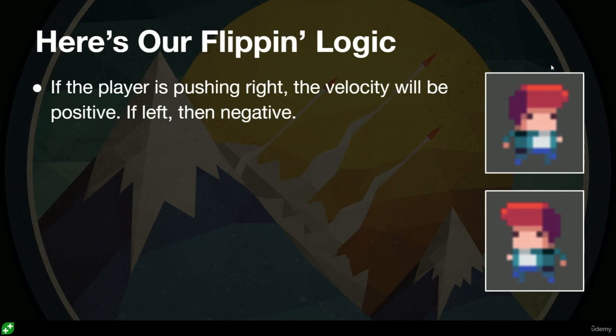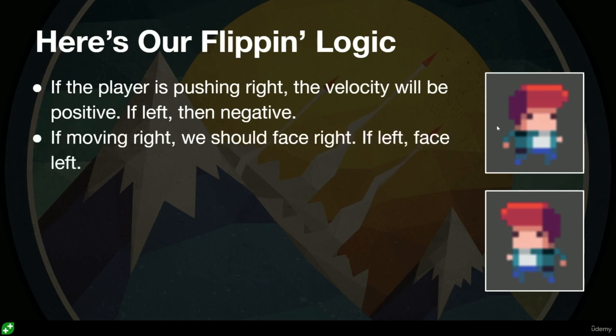And we have our character facing right, and we're flipping our character, and our character is facing left. So if the player is pushing right, the velocity will be positive, yeah? Because we know from our control input, it's going from -1 to +1, and then we're applying our run speed multiplier to that. So if it's left, it's negative. If it's right, it's positive. If we're moving right, we want to face right. If we're moving left, we want to face to the left.